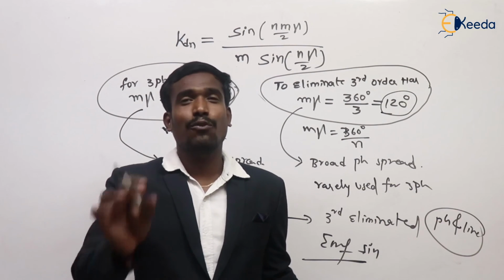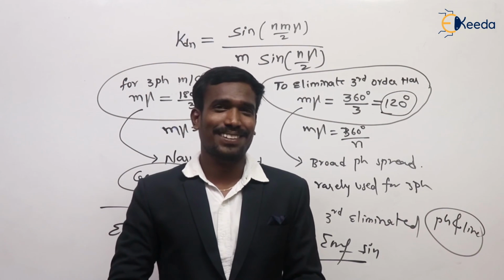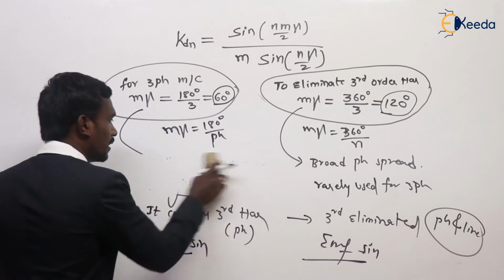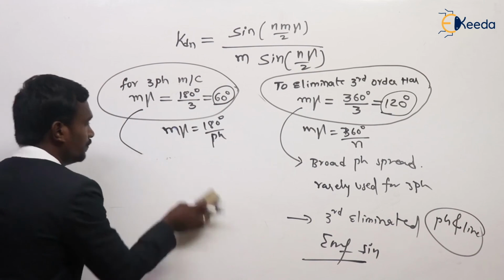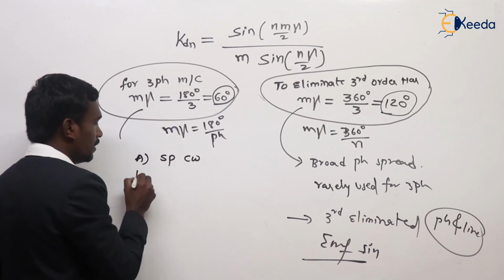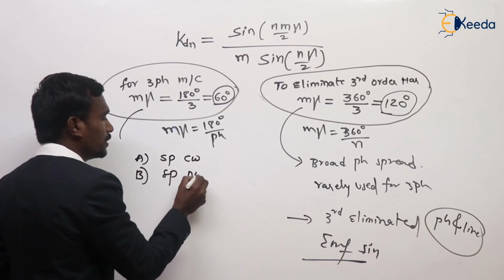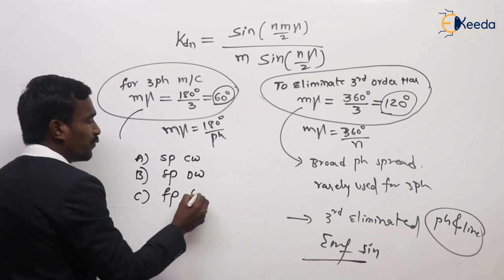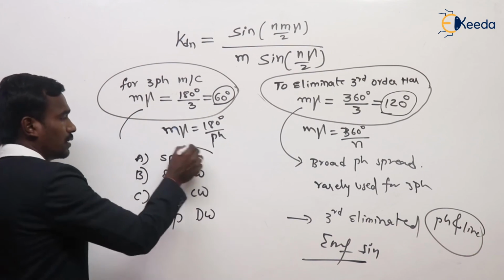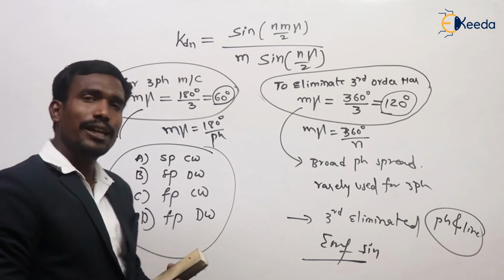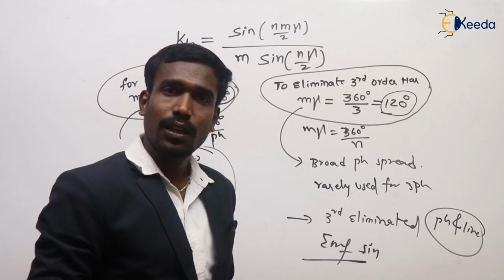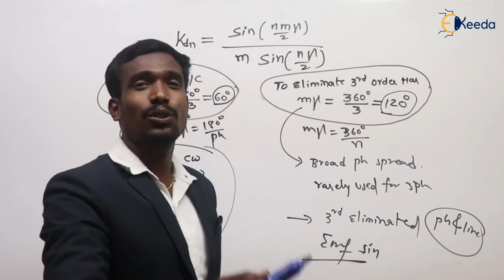Right? Okay. Finally, one question. Listen carefully. You have to give me the answer. Option A, short pitch concentrated. Option B, short pitch distributed. Option C, full pitch concentrated. Option D, full pitch distributed. In which of the following cases can we get sinusoidal EMF?